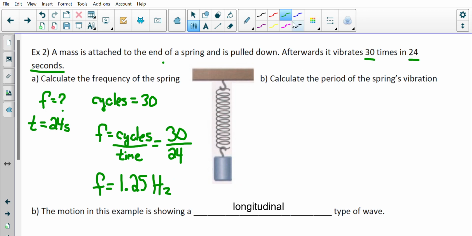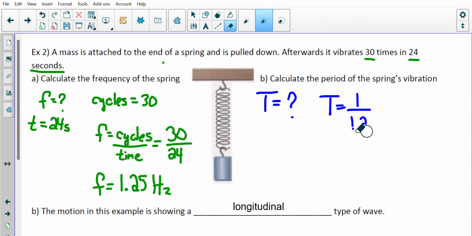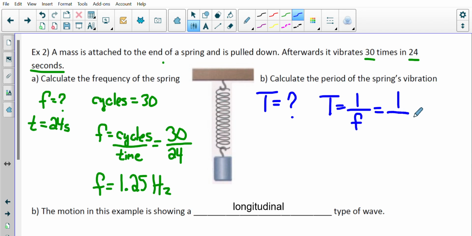All right, then we get to B, where it says calculate the period of the spring's vibration. So that's that capital T. I'm not sure why they use capital T for the period. Usually they'd use P, well, I guess a capital P is power, right? But we did have a formula for the period, which is just 1 divided by the frequency. Let's put that in there first. 1 divided by the frequency. And so I'm just going to take 1 and divide it by 1.25.